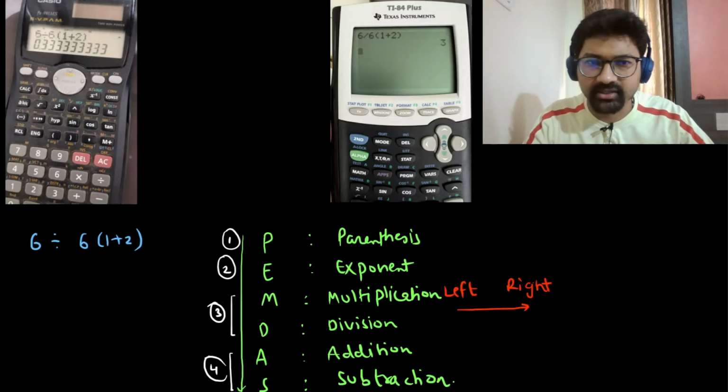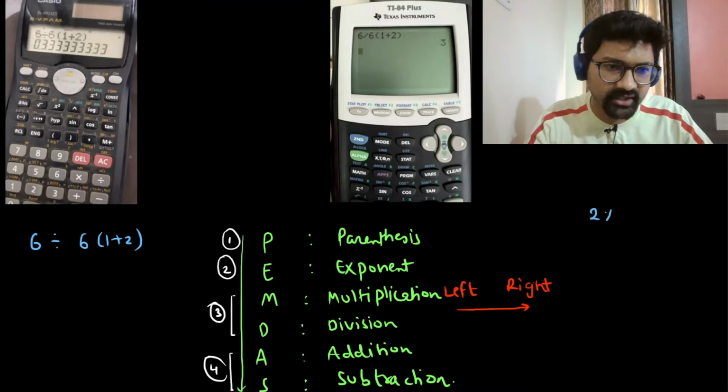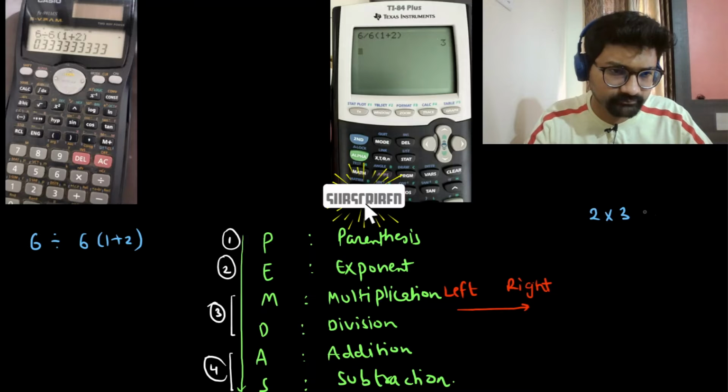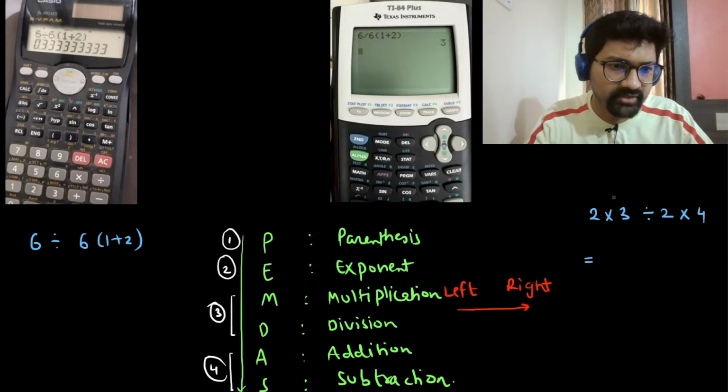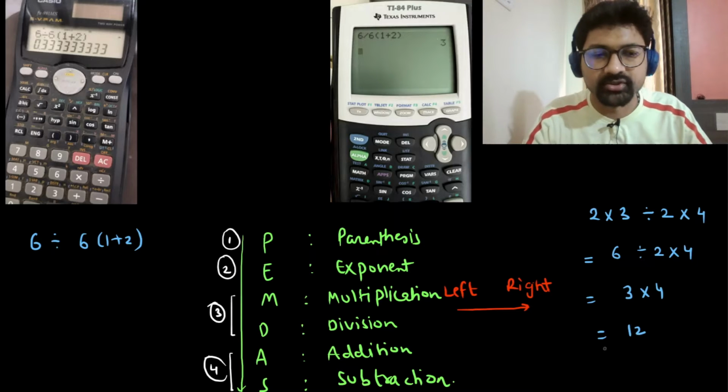For example, let's say I have 2 times 3 over 2 times 4. I'm going to perform the operations from left to right. First I perform the multiplication, 3 times 2, which is 6, and then divided by 2 and times 4 remain as they are. Then I perform the division: 6 over 2 is 3, and times 4 remains. Now I perform the multiplication, which gives 12.